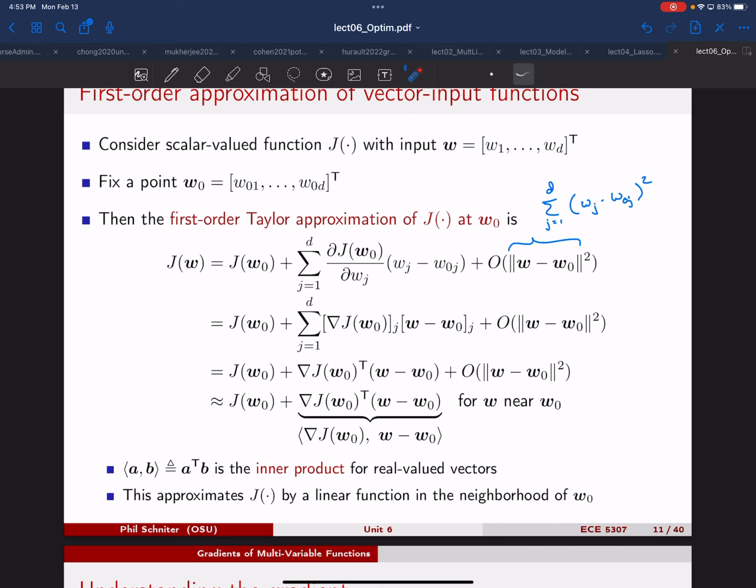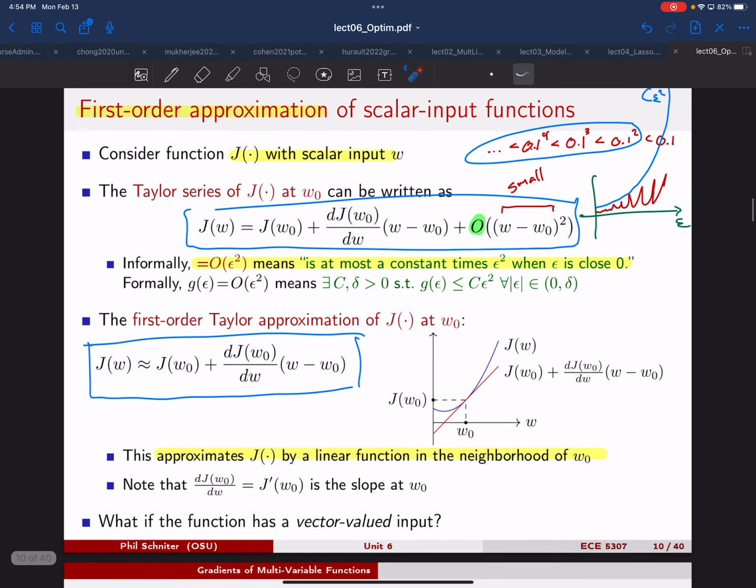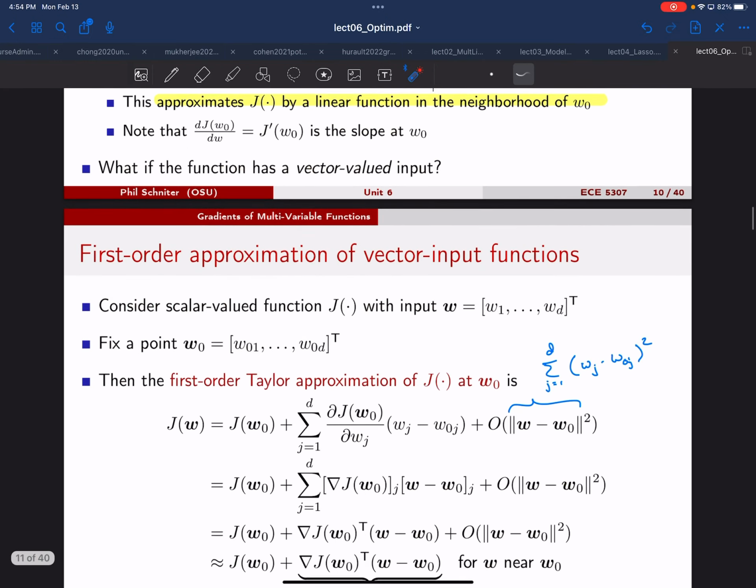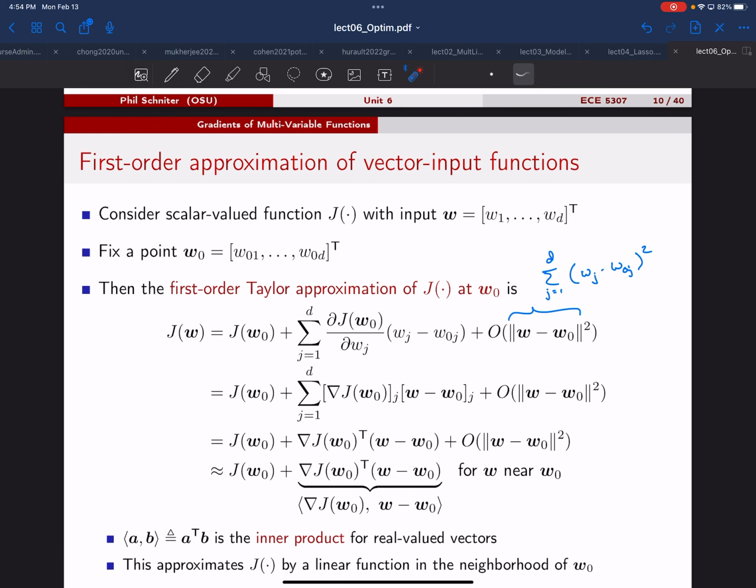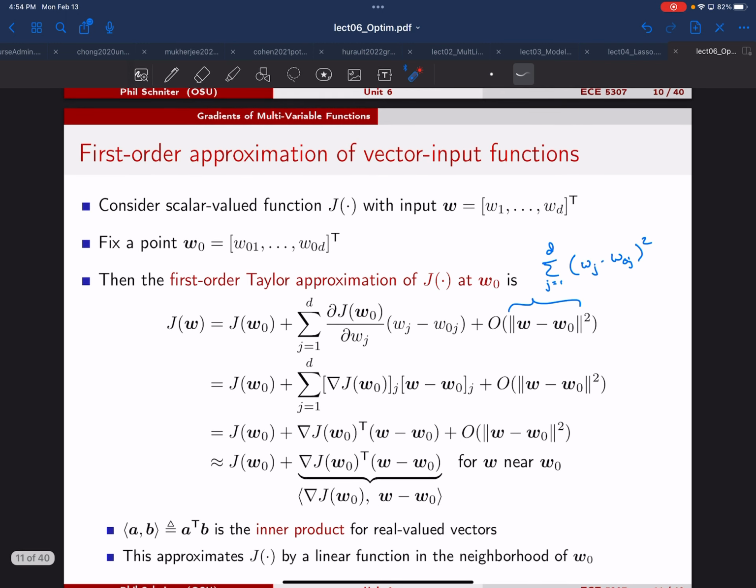Okay, so you have that the first order Taylor series approximation of J at some point W is J at the reference plus an inner product between the gradient of J and the deviation from the reference. That's it. This last step, we got rid of this and we changed the equal sign to an approximation. Okay, so this is going to be how we do our first order approximation of vector valued functions. Direct extension of this to vectors. Okay, good. So any questions on this before we move on?